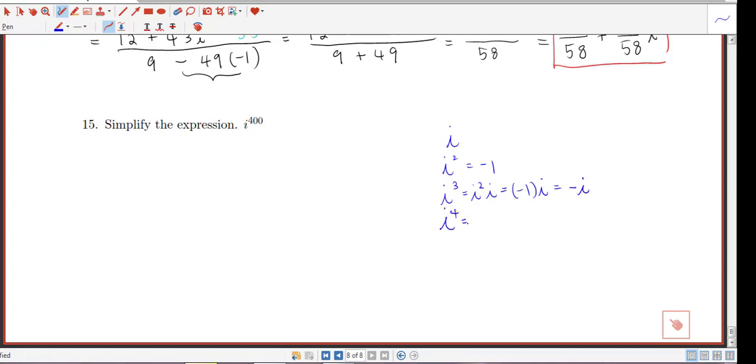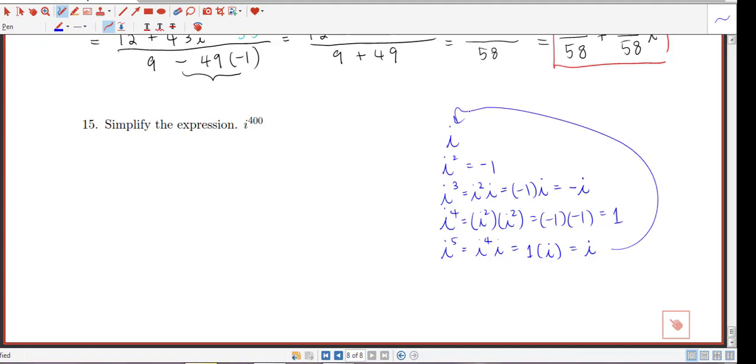i to the fourth is i squared times i squared, if you want to look at it in that way. So it's negative 1 times negative 1. So this is going to be positive 1. Okay. Now, let's just check. What is going to be i to the fifth? i to the fifth is nothing but i to the fourth times the i. What's i to the fourth? That's 1 times the i, which is going to give us the i. Do you notice what's going on? Do you see that we're back to where we started?